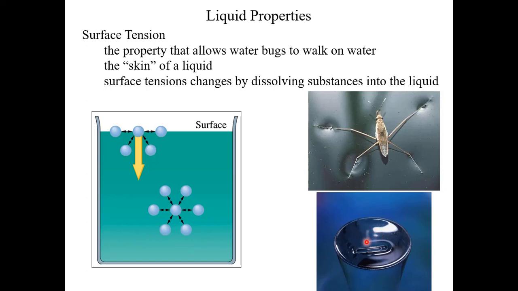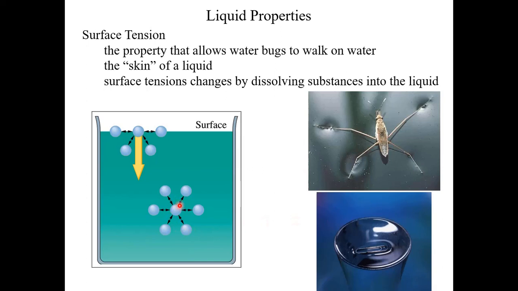But what it does do is it makes this impossible. So no matter how much your friends try, they cannot get the paper clip to stay on top like this. It will always fall through, because by adding something to that water, I've changed the surface tension of that water.